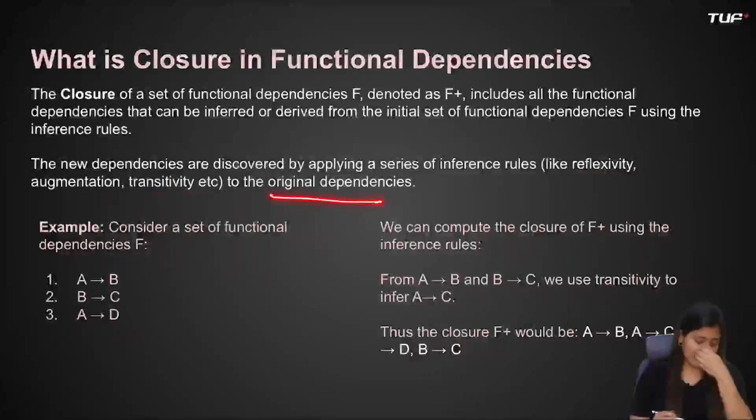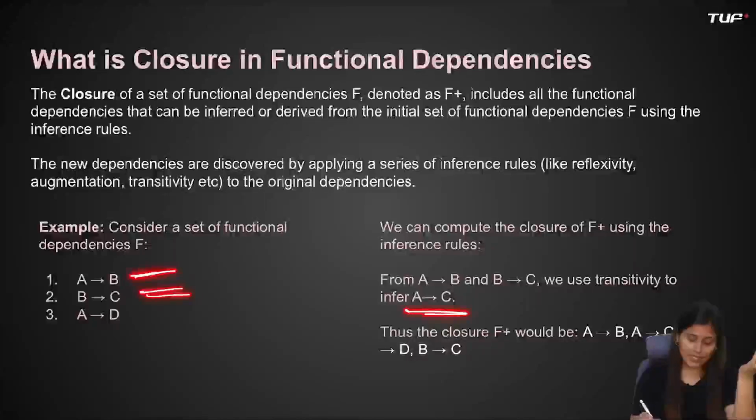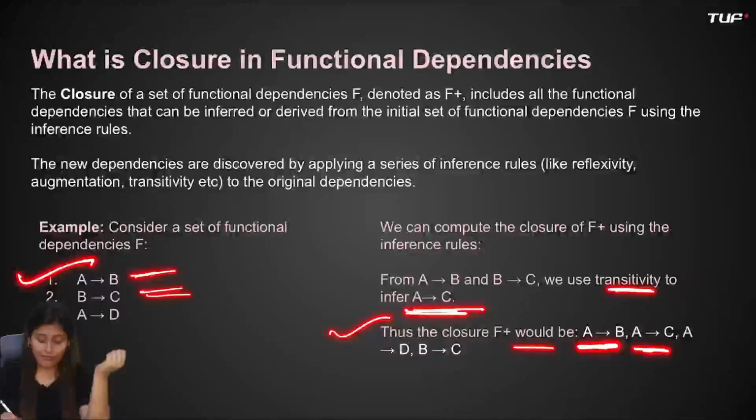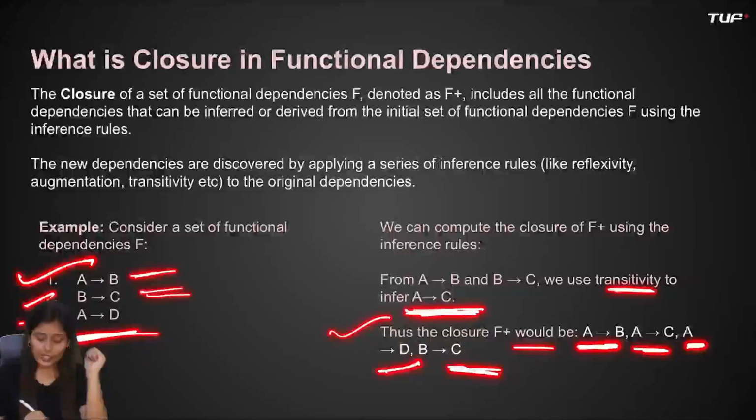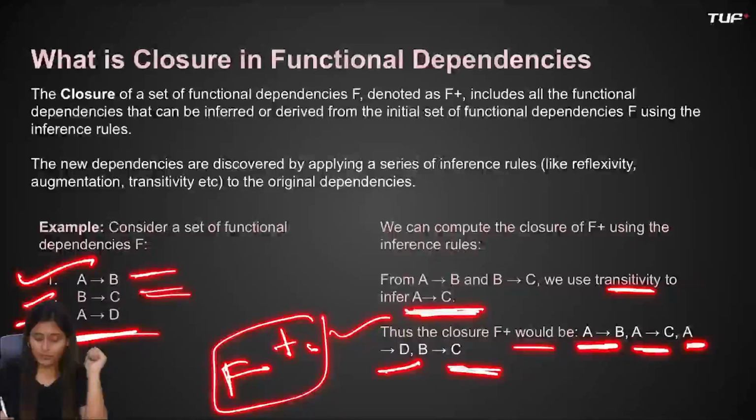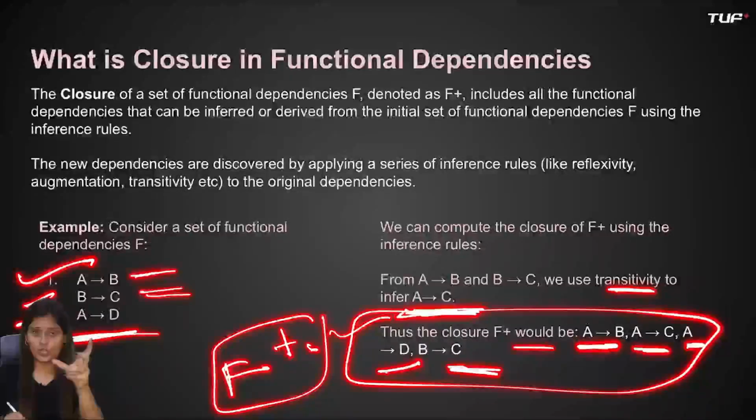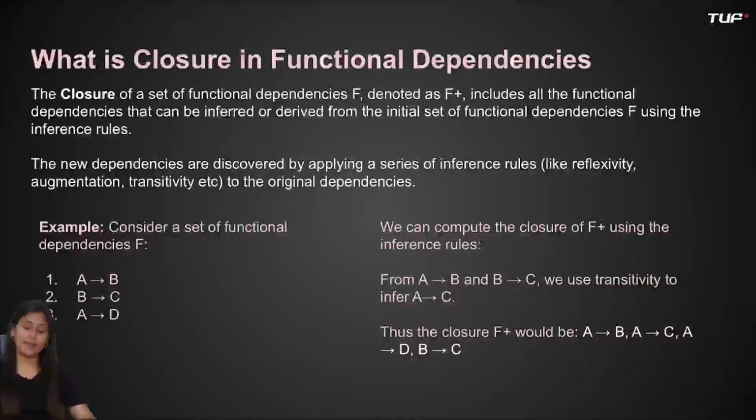to the original dependency. Here is an example: A determines B and B determines C. We can say with transitivity A determines C, and now the closure will be A determines B, which was already there, A determines C, which we found with the transitive property, A determines D, which is already there, and B determines C, which is already there, right? So instead of F, this will be called F plus, and this is the proper set of functional dependencies, the previous ones and the newly derived ones also. So this will be called a closure in functional dependencies.